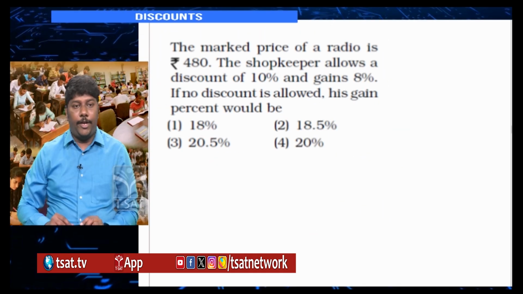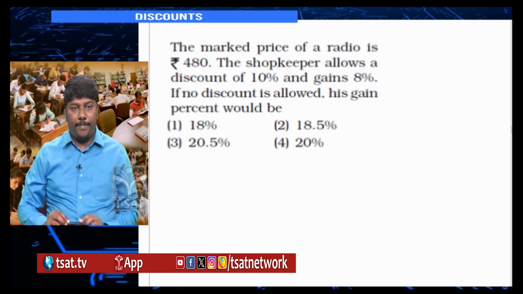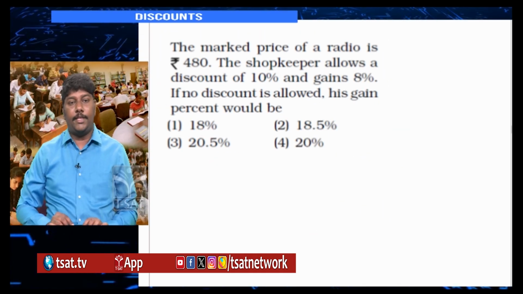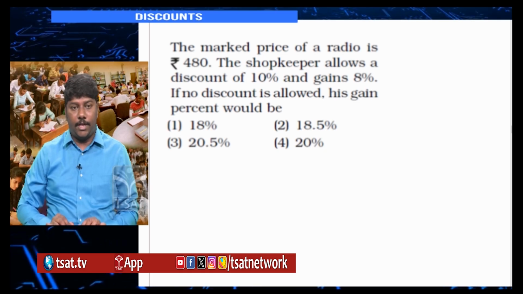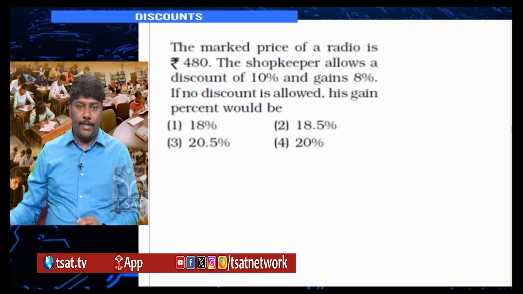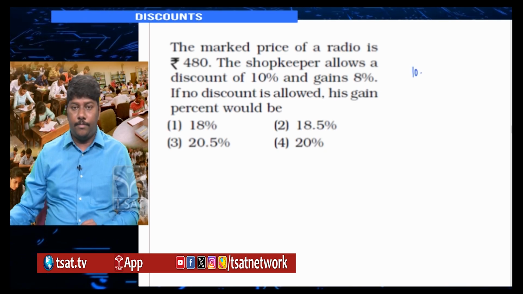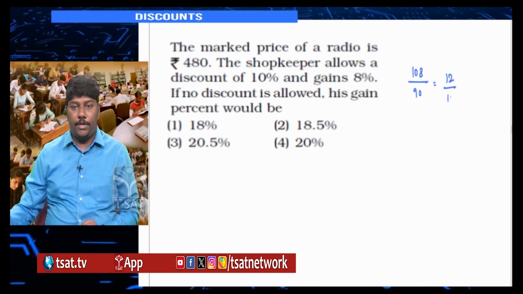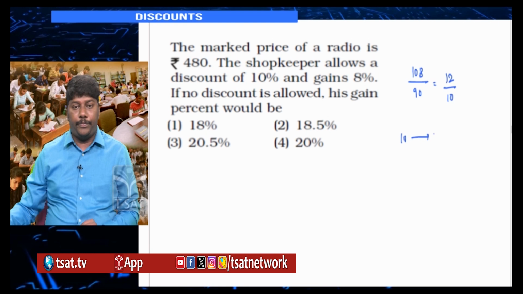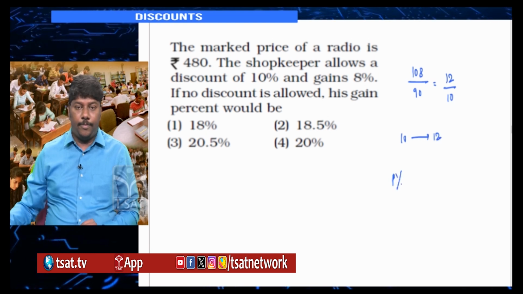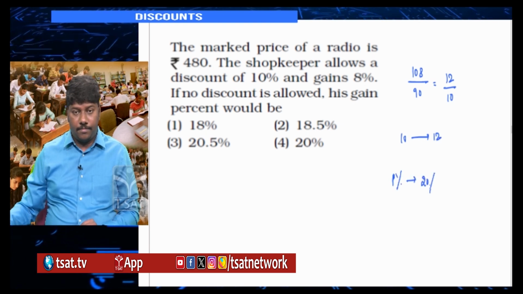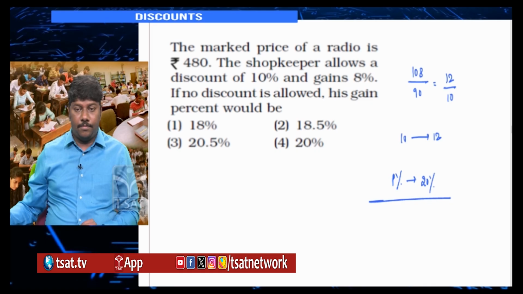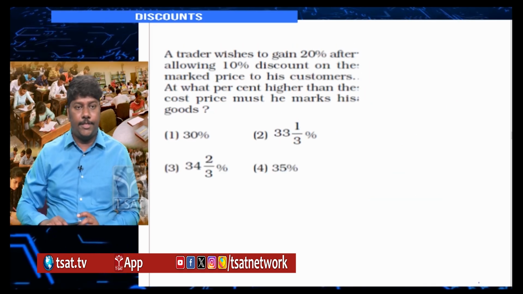The marked price of a radio is 480. The shopkeeper allows a discount of 10% and gains 8%. If no discount is allowed, his gain percent would be? Again the same thing: gains 8% means 108 by 90. The ratio is 12 by 10. If no discount is allowed, profit percentage would be 20%. Values change, but it is the same.